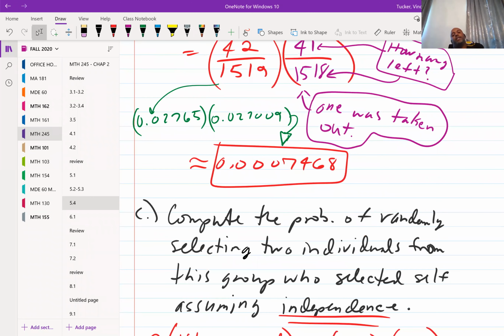All right. Then C, compute the probability of randomly selecting two individuals from this group who selected self, assuming independence. The key phrase here is that we're going to assume independence. These two events are independent of each other. That means one occurring does not affect the other one's probability of occurring.